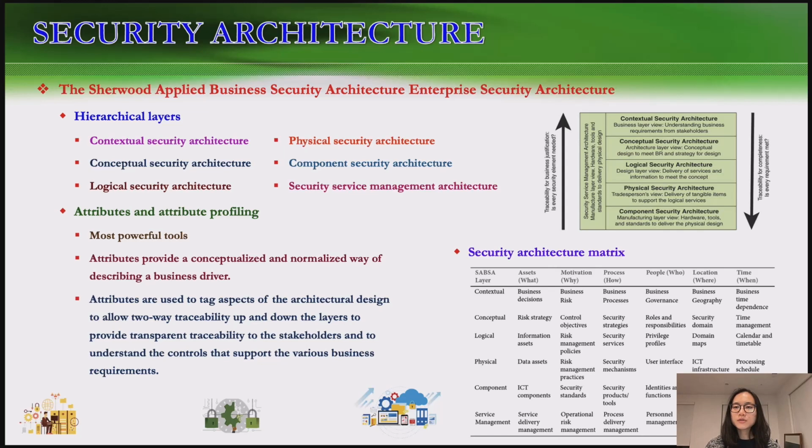The most powerful tools in the architecture are attributes and attribute profiling. Attributes provide a conceptualized and normalized way of describing a business driver. In other words, a security-focused version of a business requirement. Attributes are used to tag aspects of the architecture design to allow two-way traceability up and down the layers. They provide transparent traceability to the stakeholders and help an organization to understand the controls that support the various business requirements.